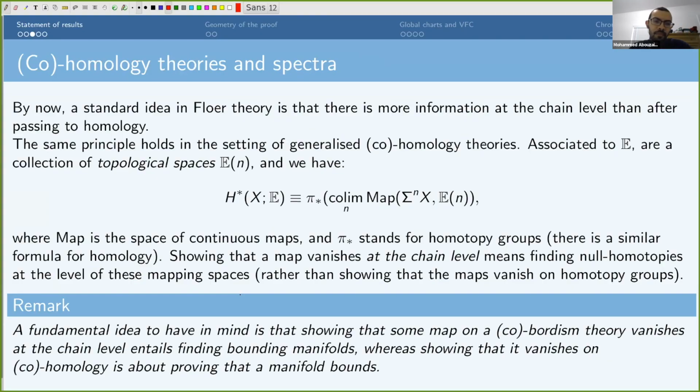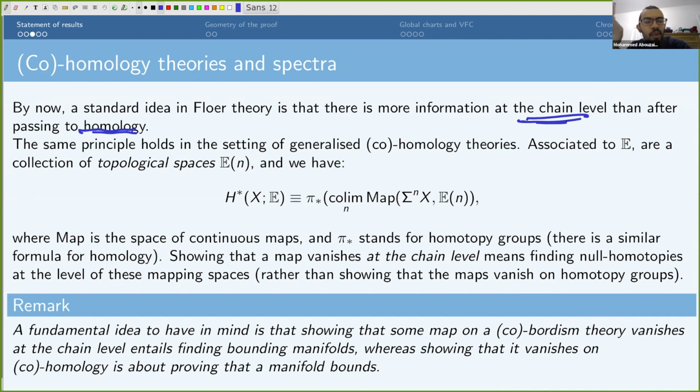Okay. So now, unfortunately, we know by now in Floer theory that studying results just at the level of homology usually loses a lot of information. And instead, we often want to work at the chain level. So I said at the beginning that something induces an isomorphism on homology, but actually the result is null at the chain level. And this will show up later.